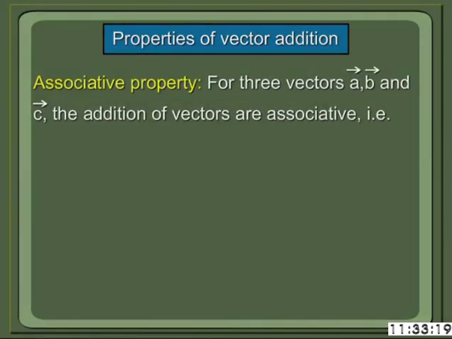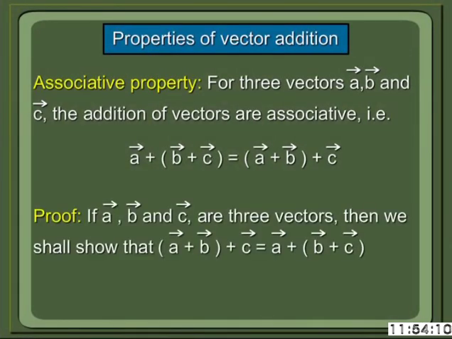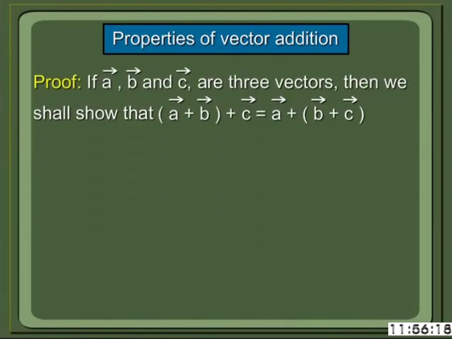Here we discuss the second property of addition of vectors. For three vectors, vector A, vector B and vector C, the addition of vectors is associative, that is, vector A plus the sum of vectors B and C is equal to the sum of vectors A and B plus vector C. Now its proof. If vector A, vector B and vector C are three vectors, then we shall show that vector A plus the sum of vectors B and C is equal to the sum of vectors A and B plus vector C.